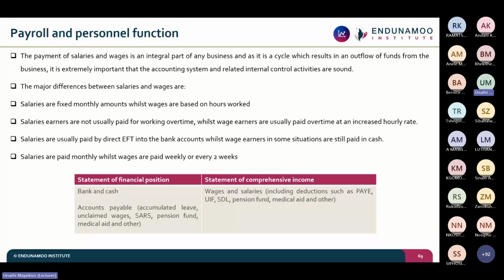From the statement of financial position side, you're sitting with bank and cash, which is your cash and cash equivalents. You're also sitting with accounts payable.